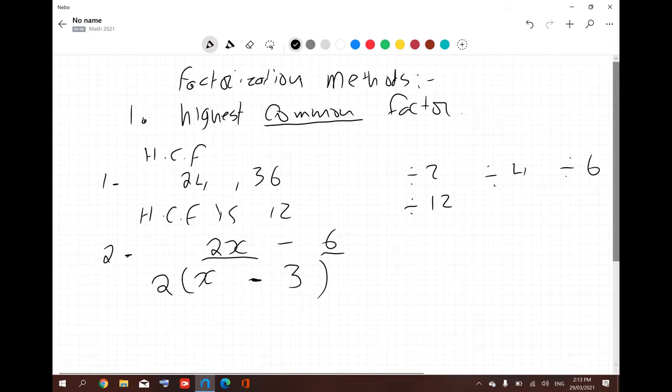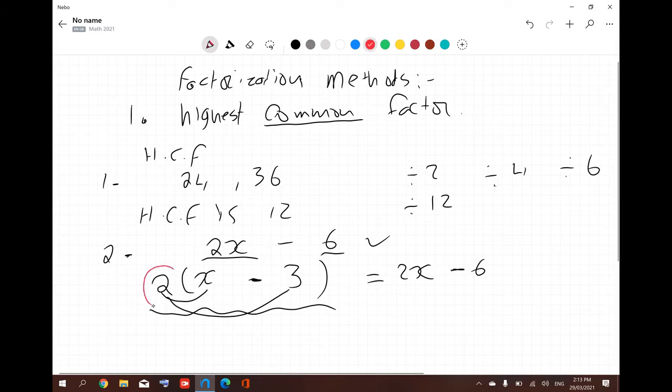In order to confirm that your factorization is right, actually go for expanding. So 2 will be multiplied by each term inside. If you get that mathematical expression back, your factorization is right. So 2 times x is 2x. 2 times negative 3 is negative 6. Yes, I got that mathematical term right, so my factorization is right. And then when I look at this one here, I can say that this mathematical term can be divided by 2 or can be divided by the bracket x minus 3.